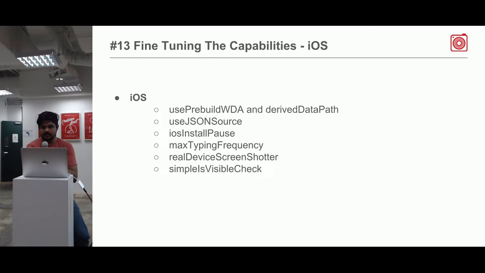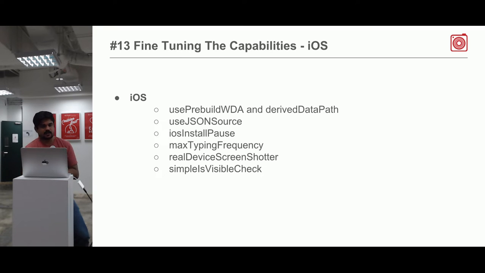Simple is visible check true. Checking whether an element is visible or not, the default libraries sometimes may fail. So if you are enabling this one, there will be much better logic in this particular section. Try to enable it as true, and you will get a much easier visibility check happening over Appium in iOS.